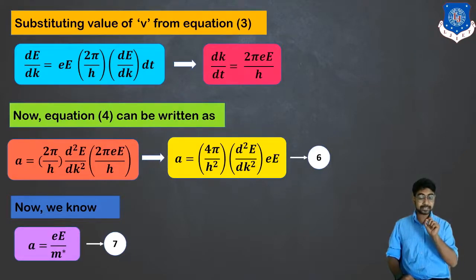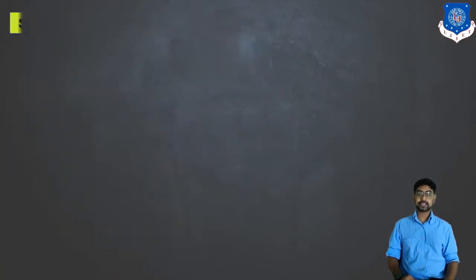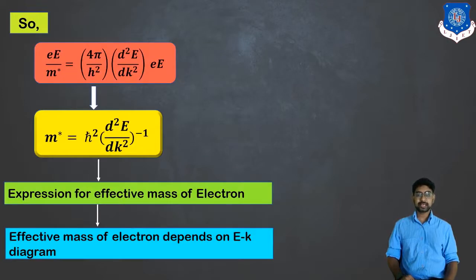What does m star mean? M star is nothing but, here it is not in vacuum, and the two fields, that is the applied electric field as well as the potential, will be affecting. Okay, so now we have got the acceleration. So we are just replacing the term acceleration. Okay, so eE upon m star, the entire acceleration is replaced.